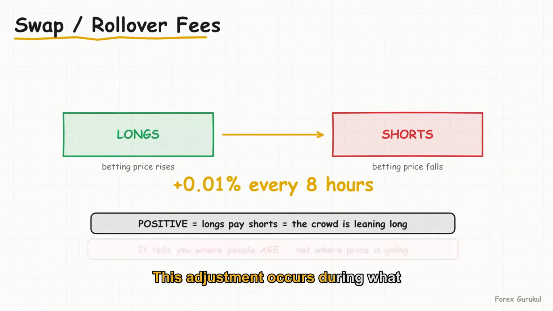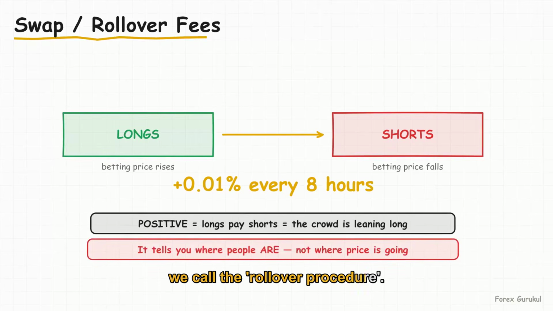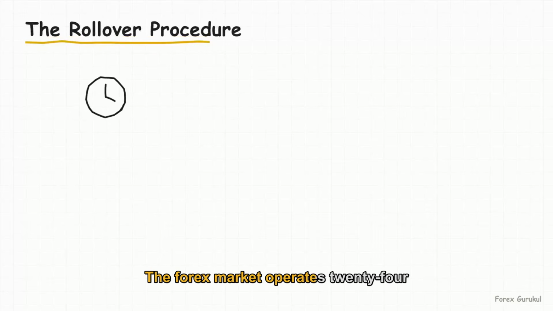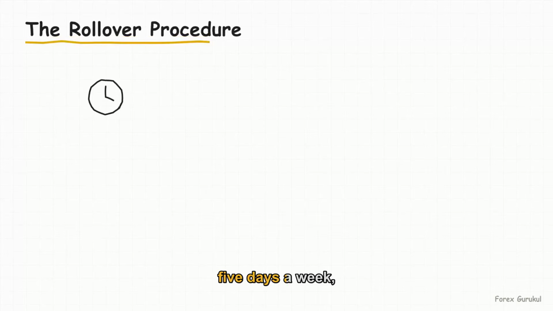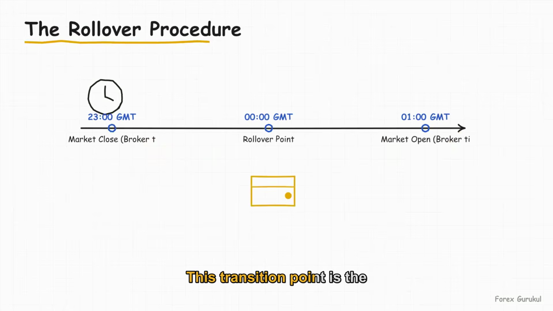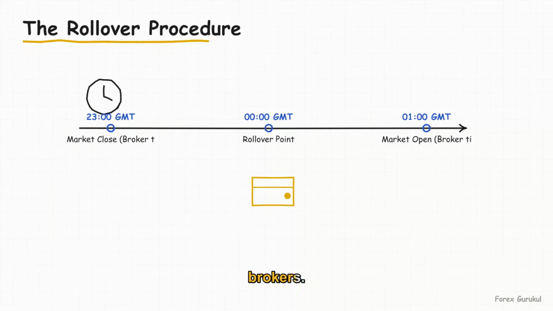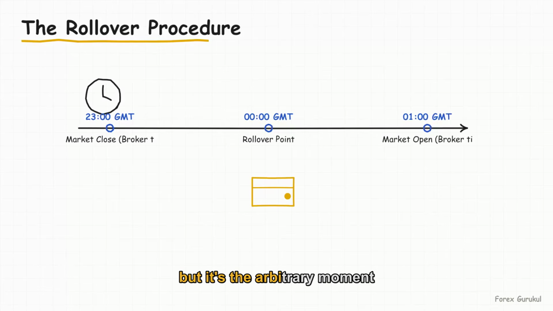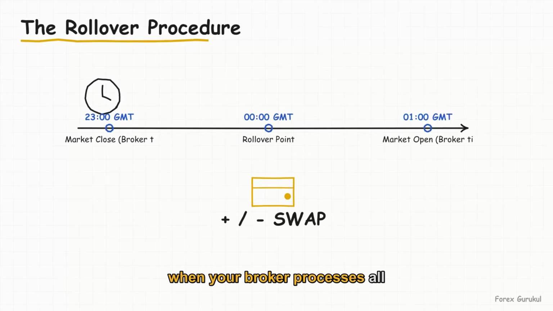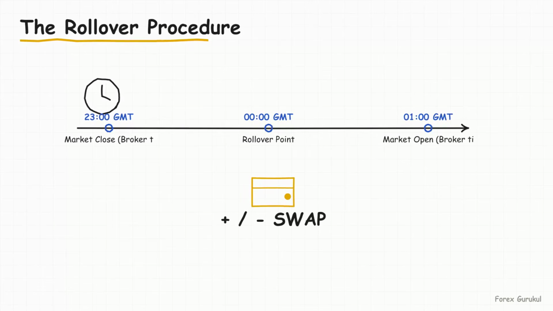This adjustment occurs during what we call the Rollover Procedure. The Forex market operates 24 hours a day, 5 days a week, but even it has an official end to its trading day for administrative purposes. This transition point is the Rollover Procedure. Typically, this happens around 5 p.m. New York time, or 0000 GMT for many brokers. This isn't when the market physically closes, but it's the arbitrary moment when your broker processes all overnight positions.